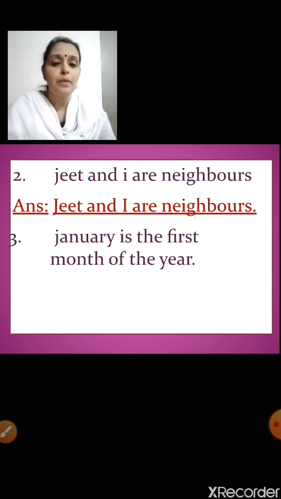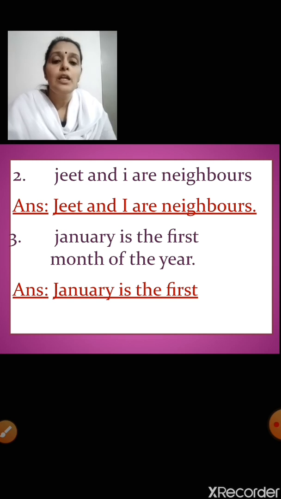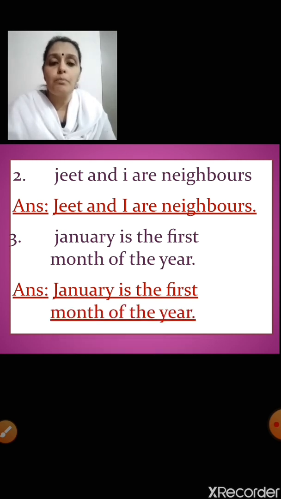Now children, tell me what are the changes you have to make in the sentence? Yes, we need to write J in capital. Why? Because J is the beginning of the sentence and January is also the special name of a month. So the answer has to be January is the first month of the year. J will be in capital. Yes children, understood?